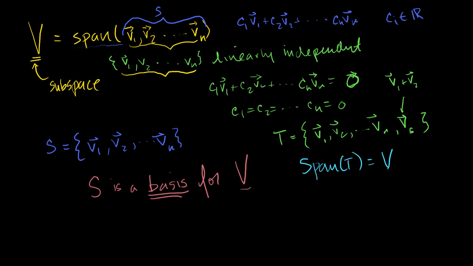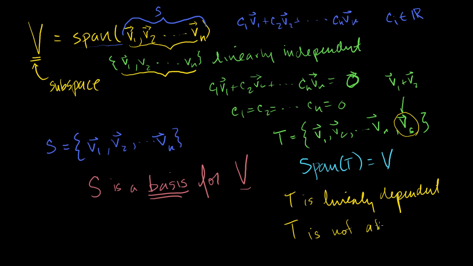But I have this extra vector in here that made it not linearly independent. This set is not linearly independent. So T is linearly dependent. So in this case, T is not a basis for V.